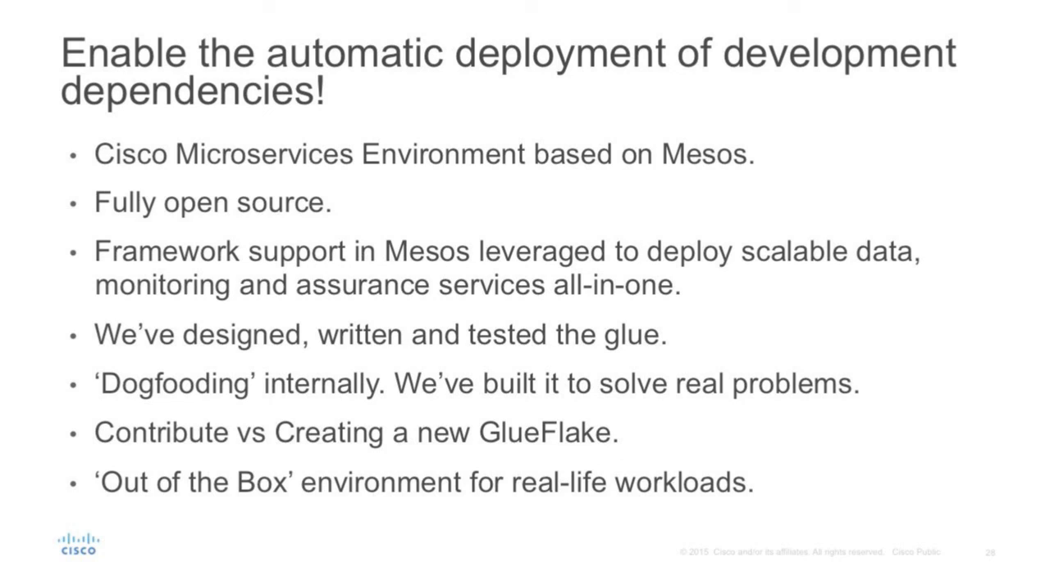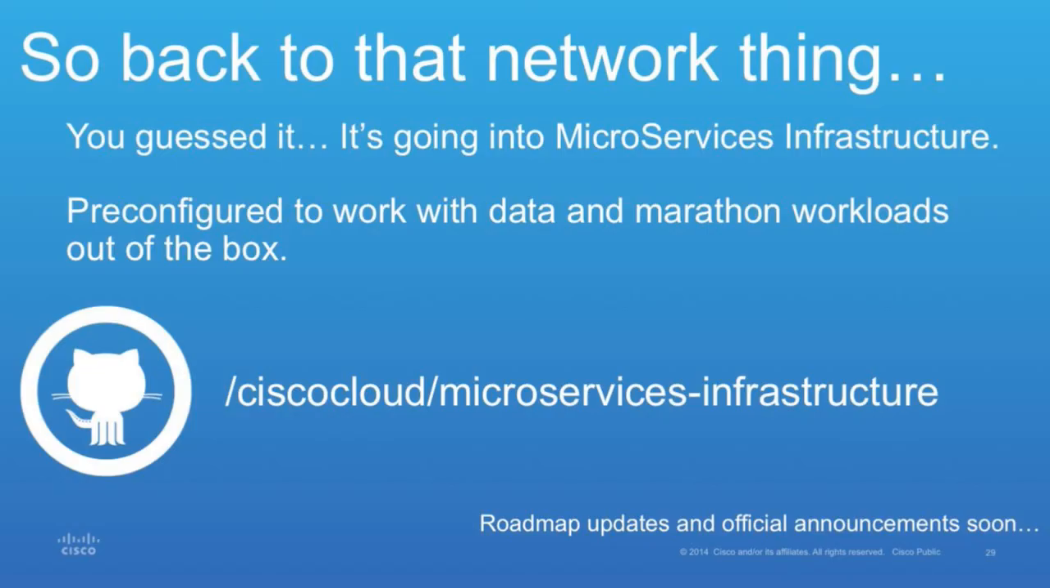So back to that networking thing. You guessed it. The work we're doing on BGP and devolving routing down into the host is going into microservices infrastructure. It's going to be pre-configured to work out of the box with data and Marathon workloads, and it's at github.com/CiscoCloud/microservices-infrastructure. And the roadmap and official announcements are going to be coming fairly soon.